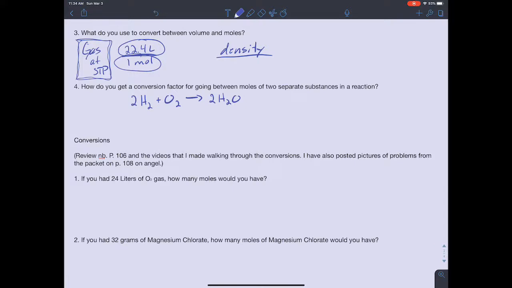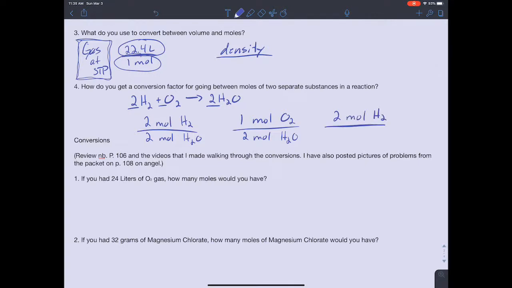Okay, you use the coefficients to go between two separate substances in a reaction for the moles. So I know that in this reaction, for every 2 moles of hydrogen, I get 2 moles of water, or for every 1, I get 1. And for every 1 mole of O2, I get 2 moles of water. And for every 2 moles of H2 that's used up, I use 1 mole of O2.